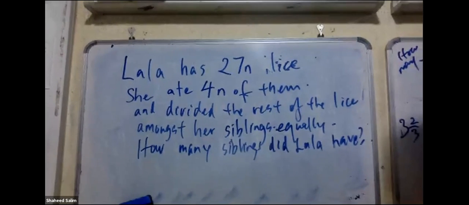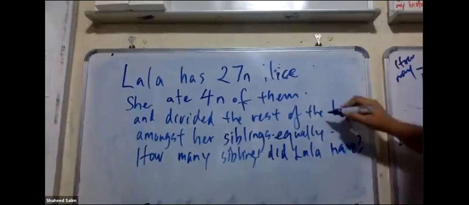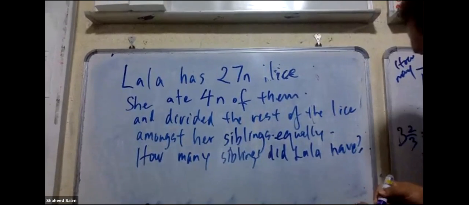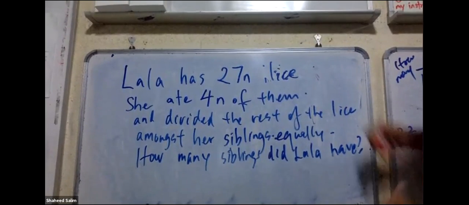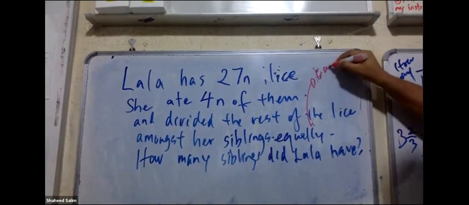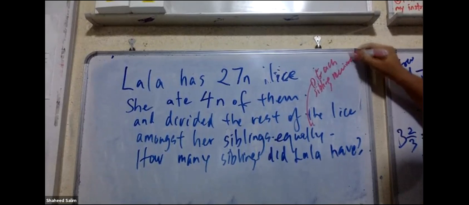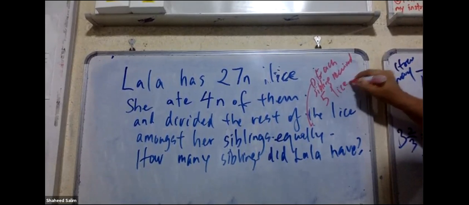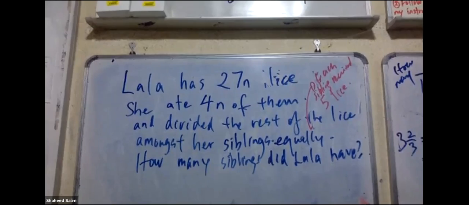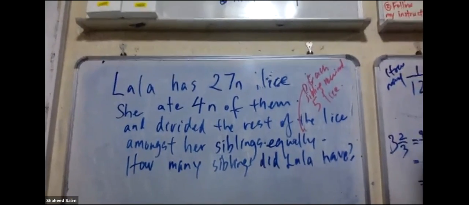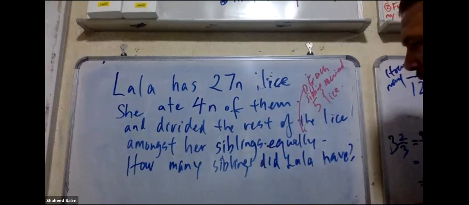I forgot to tell you one more thing. Sorry, missing information. Each sibling receives 5 lice. Yeah? Each sibling receives 5 lice. 5 kutu, one sibling. Otherwise, you cannot do. So you say 2, 3, n over 5.